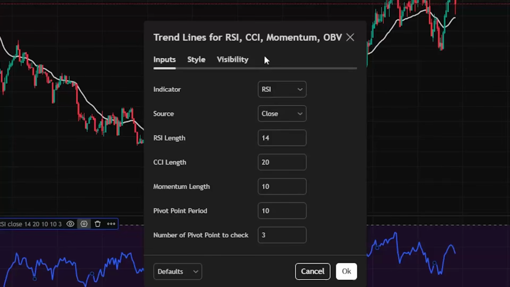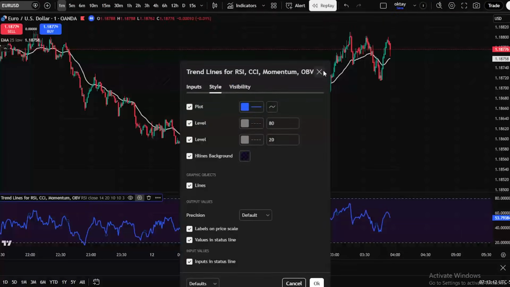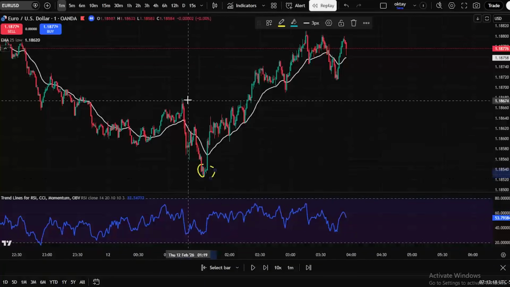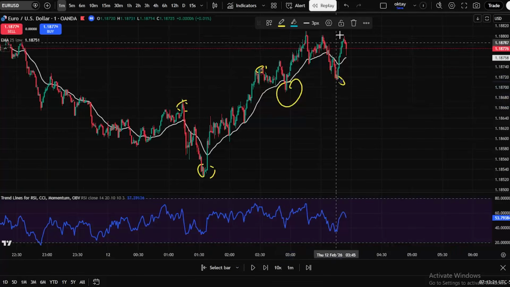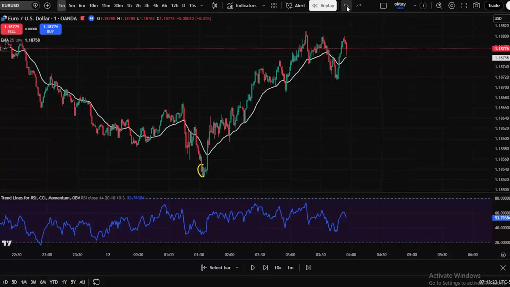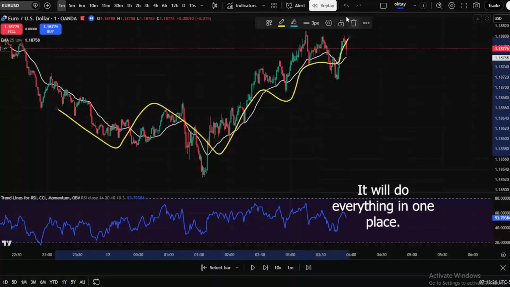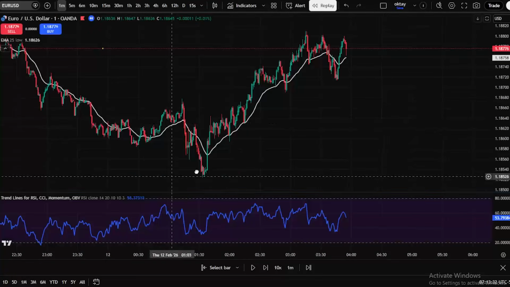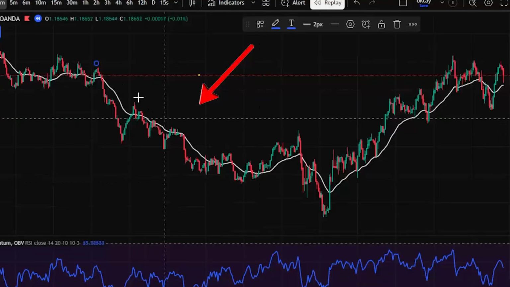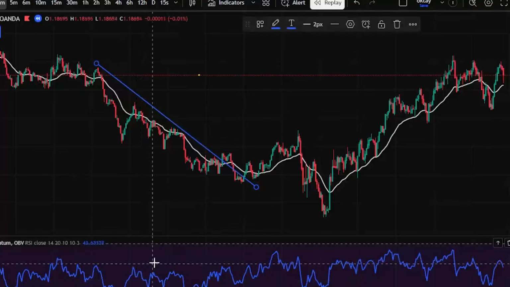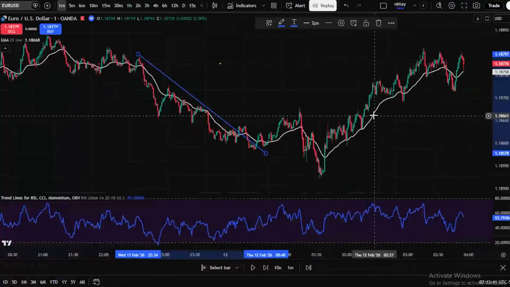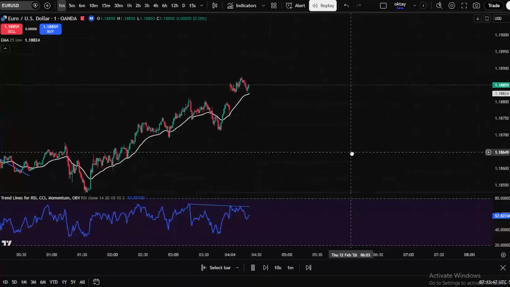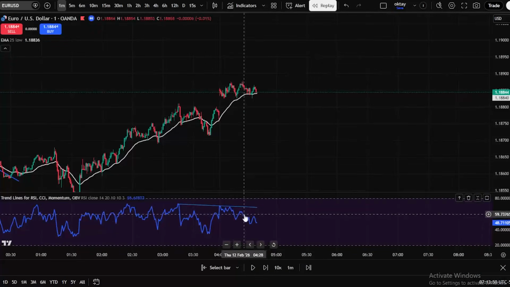Part 3. Trend lines for RSI, CCI, momentum, OBV indicator. Now we come to the professional part of the story, where this strategy differs from a regular system. We use an indicator called trend lines for RSI, CCI, momentum, OBV created by Lonesome the Blue. What this indicator does is very smart. Instead of just drawing a trend line on the price, it draws a trend line on the indicators themselves. That is, on RSI, on CCI, on momentum, and even on OBV, their own internal trend lines are formed.